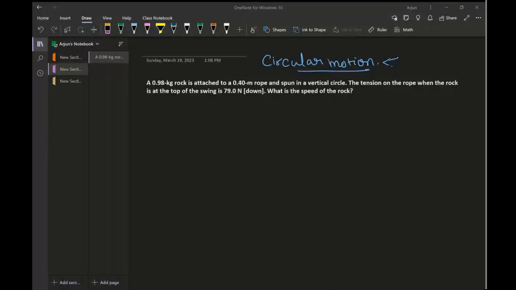Welcome back, folks. In today's class, I'll continue talking about circular motion and the concepts we've learned in the last class. Based on that, we're going to solve another problem.